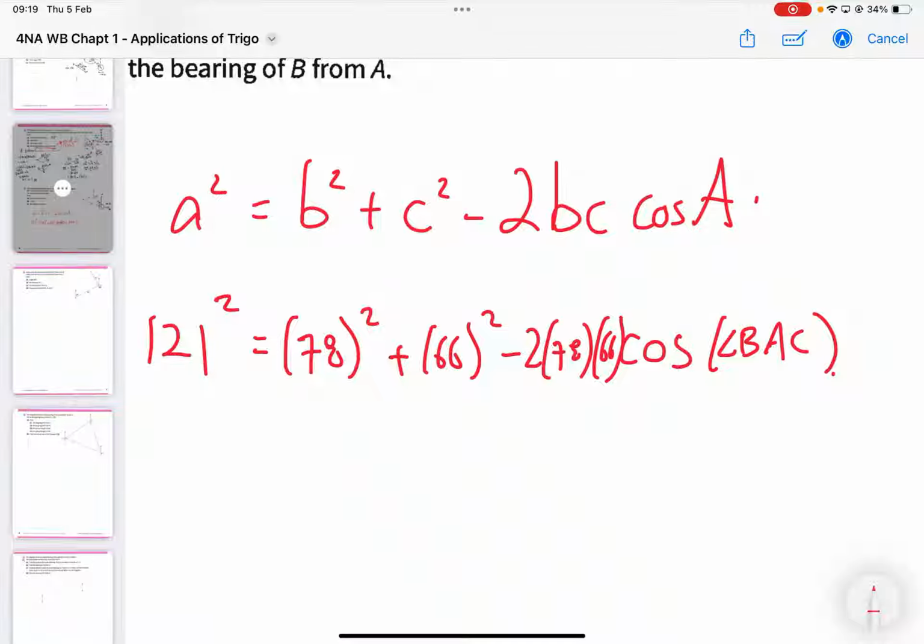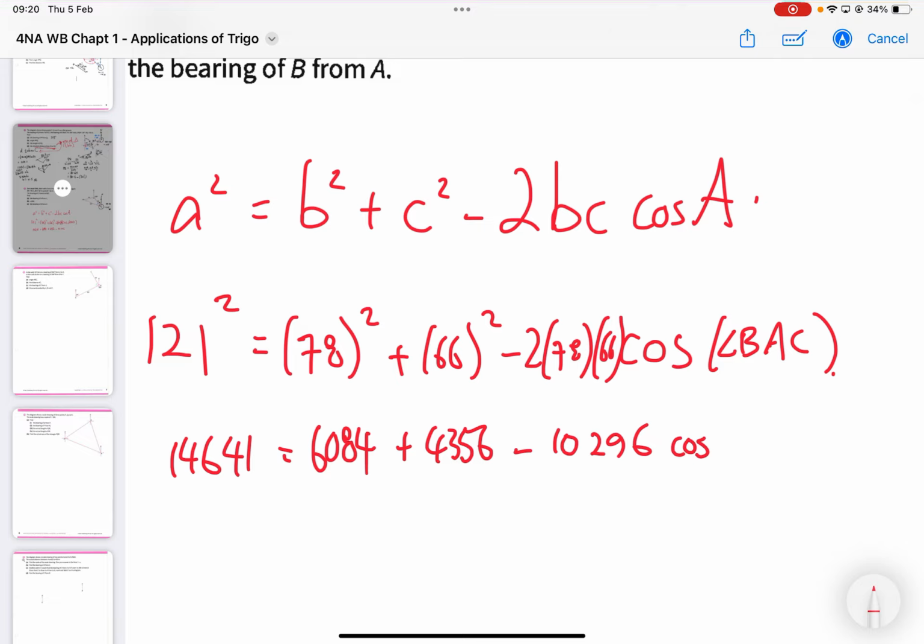Okay? So 121 square is 14641, 78 square is 6084, 66 square is 4356, minus 2 times 78 times 66, which is 10296, cosine of this angle BAC. So we can call it angle big A. Never mind.